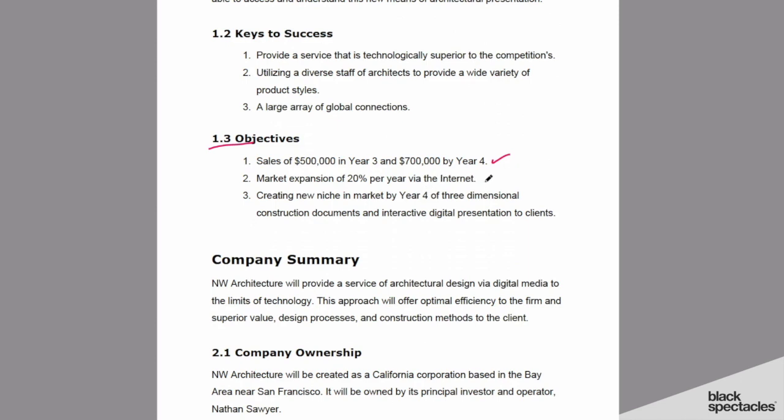And then they're also talking about market areas, what they can do with their three-dimensional construction documents. So they're talking about how we want to be able to do this stuff in order to meet the mission that we just talked about. So our objectives are sort of a subset of the mission.